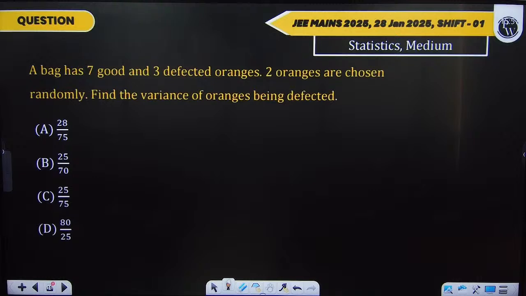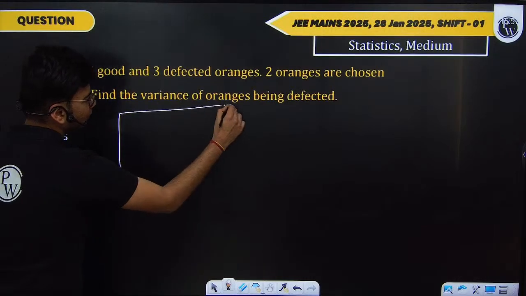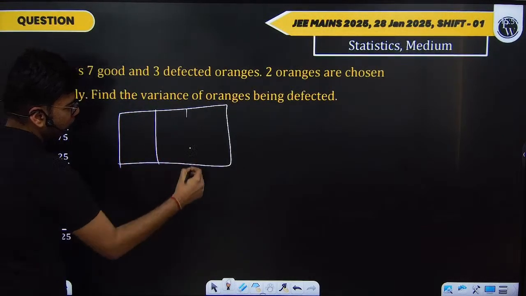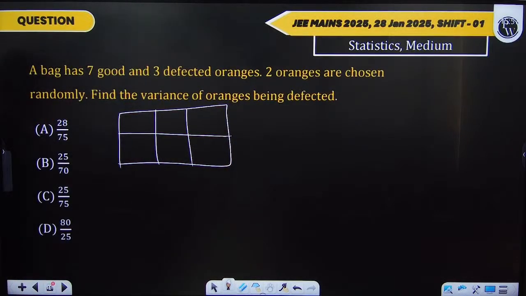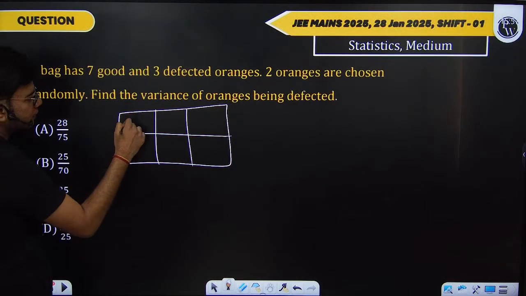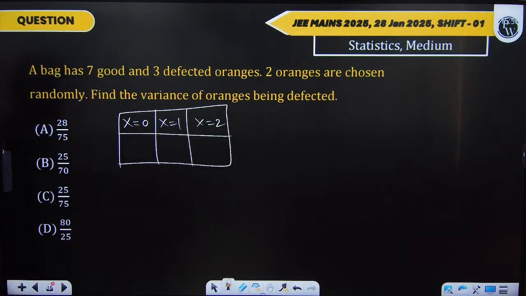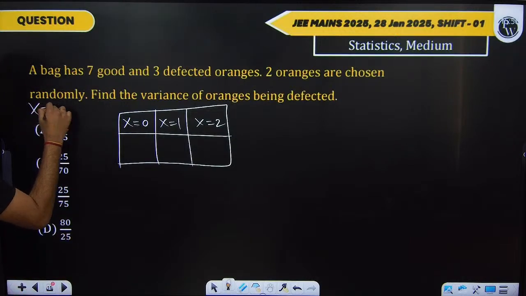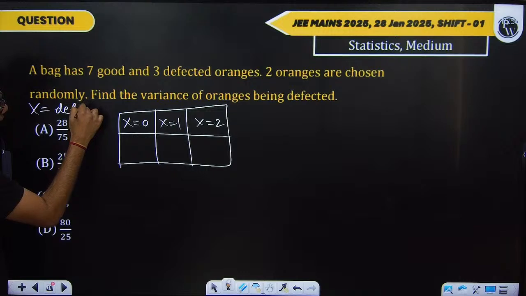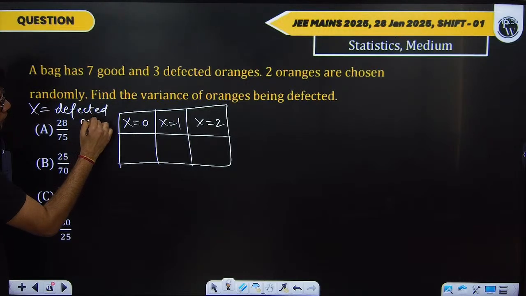Coming on to this question: a bag has 7 good and 3 defective oranges. 2 oranges are chosen randomly. Find the variance of the number of defective oranges. Easy question. Once you know the formulas, you can directly do it. This is x equal to 0, this is x equal to 1, this is x equal to 2. Now what is x signifying? x is the number of defective oranges.